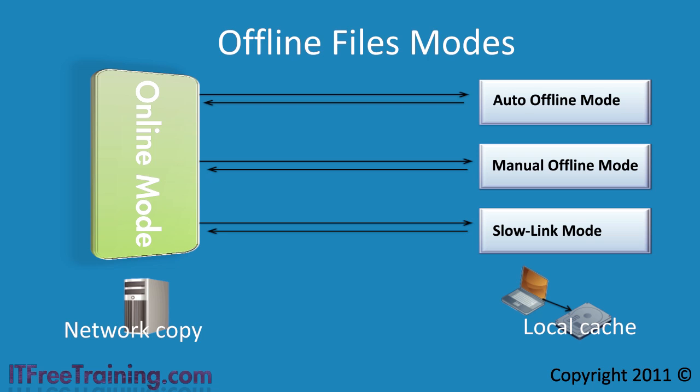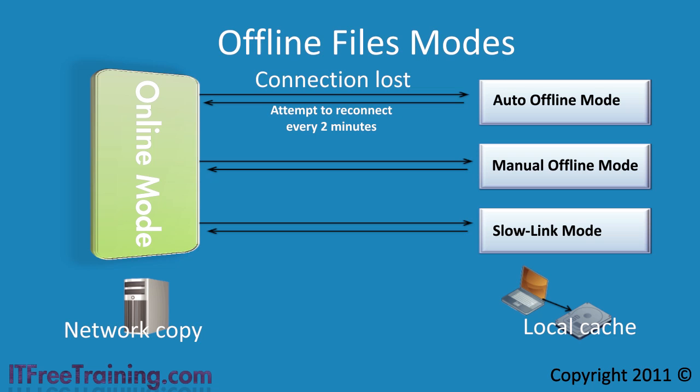The second mode is auto offline mode. This is done when the server or the connection is lost or there are network problems. Once in auto offline mode, reads and writes are directed to the offline copy. Offline files will check every 2 minutes to see if the connection comes back up. If it does, offline files will switch back to the server copy.